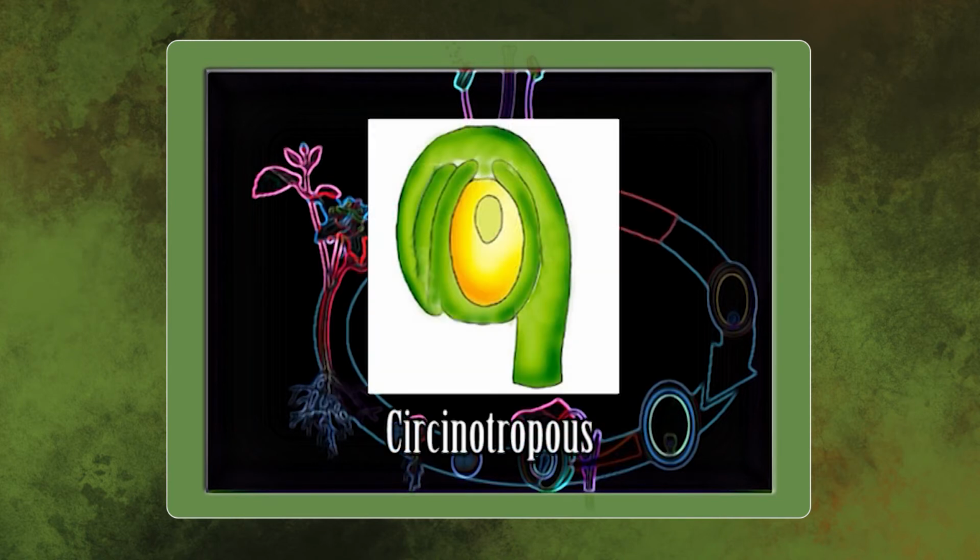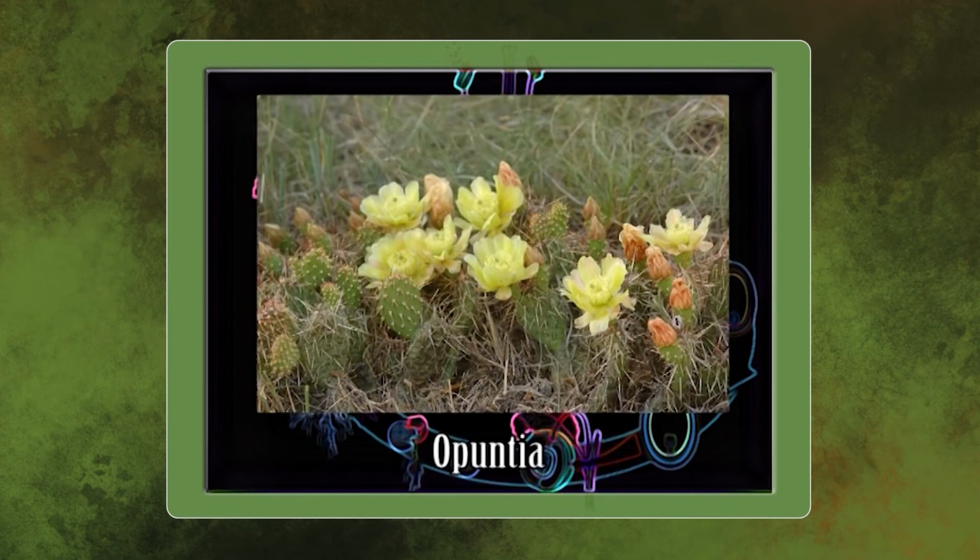Circinotropous. This type of ovule is initially orthotropous but becomes anatropous due to unilateral growth of funicle. The growth continues till the ovule once again becomes orthotropous. As a result, funicle completely surrounds the body of the ovule. It is found in Opuntia. Now the development of female gametophyte or embryo sac. The development of female gametophyte involves following processes.